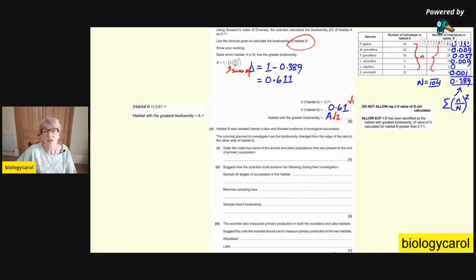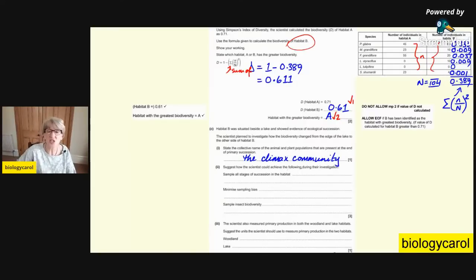Habitat B was situated beside a lake and showed evidence of succession. Right, okay. And plan to investigate how the biodiversity changed from the edge of the lake to the other side of habitat B. So in other words, I'm visualizing going from the edge of the lake and away from the lake to the other side of habitat B. State the collective name of the animal and plant populations that are present at the end of primary succession. Well, that's the climax community.